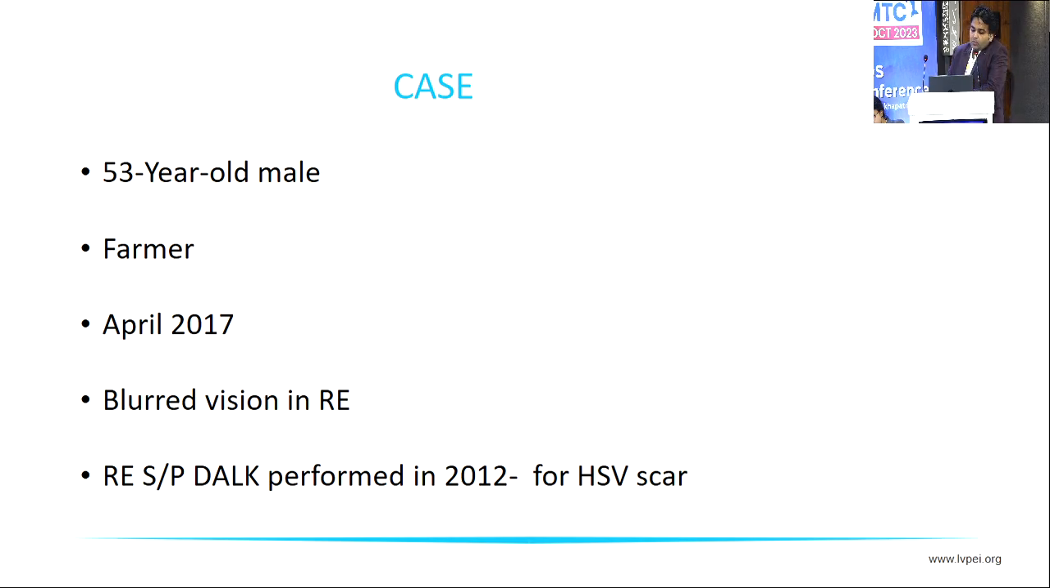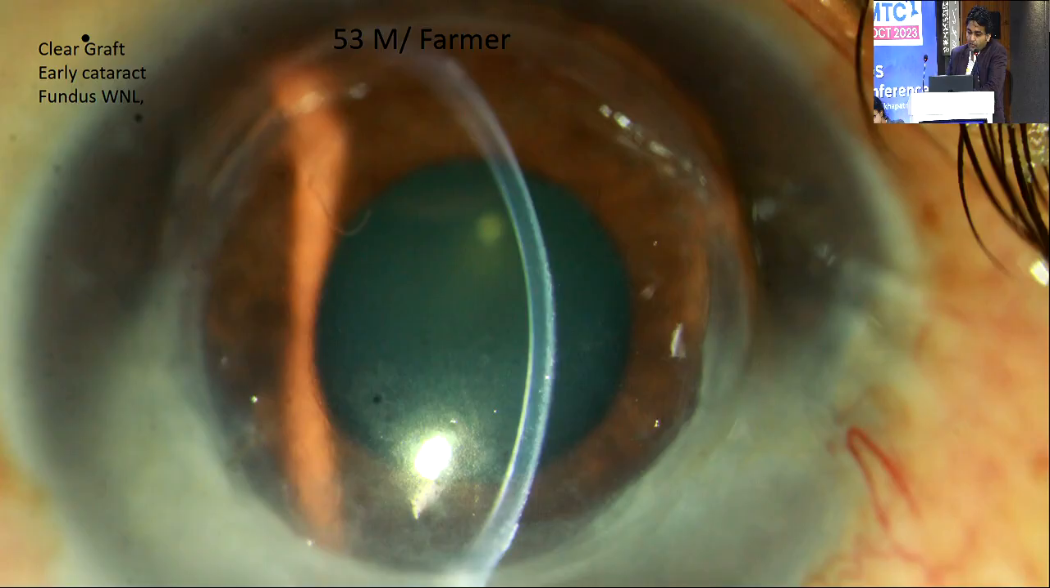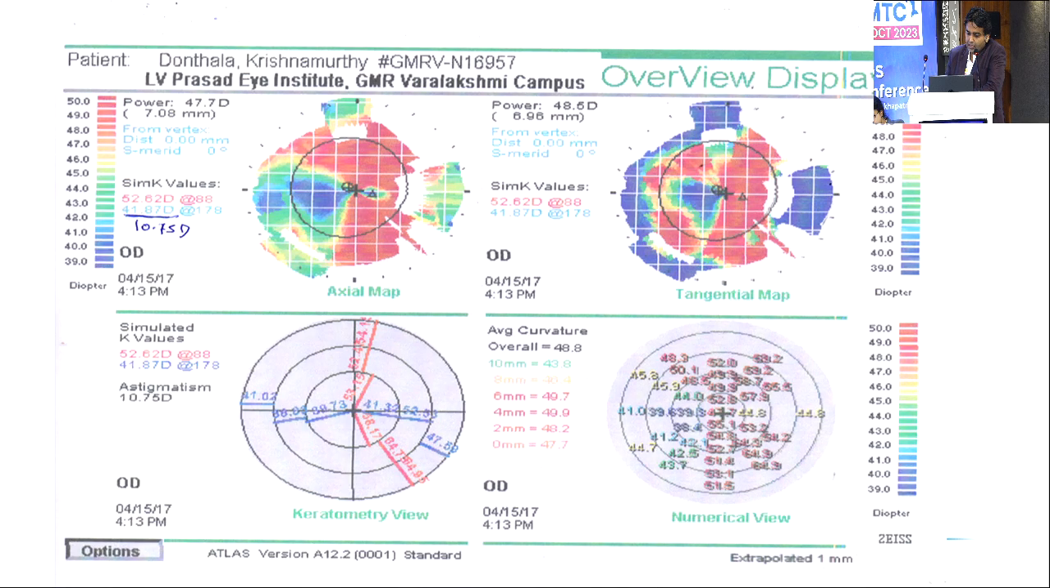Another case, a 53-year-old male farmer. He presented to us with blurred vision in the right eye. He has undergone DALK in 2012 for HSV scar. This is the refraction, 20/200 vision with a -6 cylinder. He is a farmer, the graft is clear, there are no sutures, there is early cataract. And this is the topography, showing about 10 diopters of with-the-rule astigmatism.